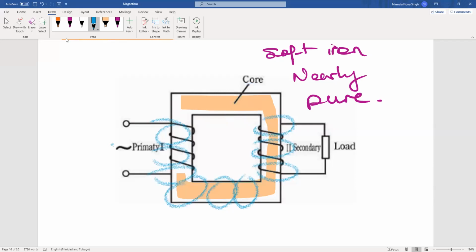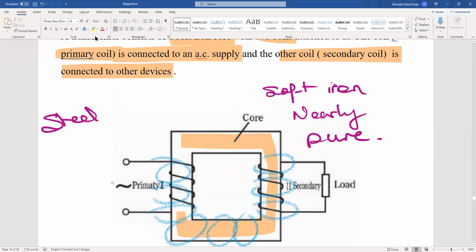Now, if you happen to use steel, depending on the amount of carbon in it, it can hold on to some of that magnetic field. So we don't want something that's going to hold on to the magnetic field. We'll see why just now. So we use a soft iron core, which is nearly pure iron, and nearly pure iron is a bit more malleable and it's quite a bit softer than steel. What gives steel its hardness is the presence of carbon.